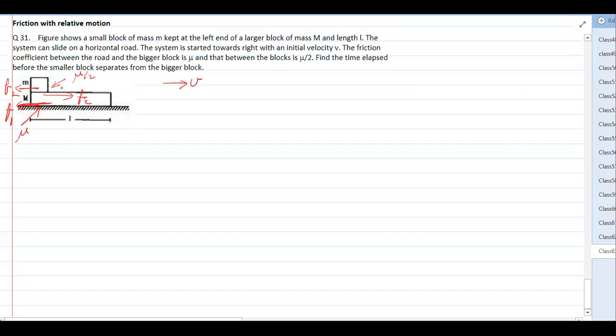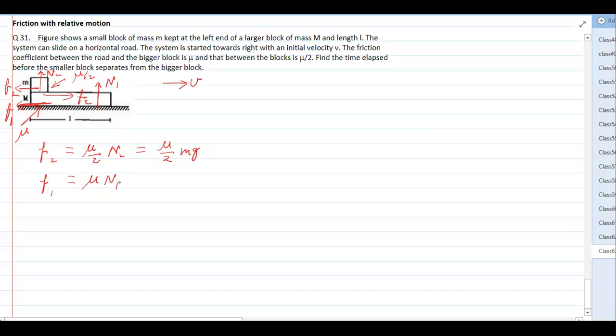Since everything is sliding, we can write the maximum friction value. So the friction F2 will be how much? Mu times normal. Suppose this normal is N2, so we can write mu by 2 times N2. N2 will be small mg, so F2 is mu by 2 times small mg. This is for the upper block. Now F1, how much will F1 be? For the lower block it is mu times the normal, and suppose the normal here is N1.